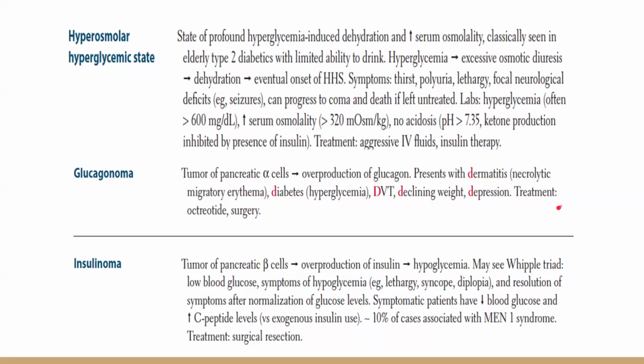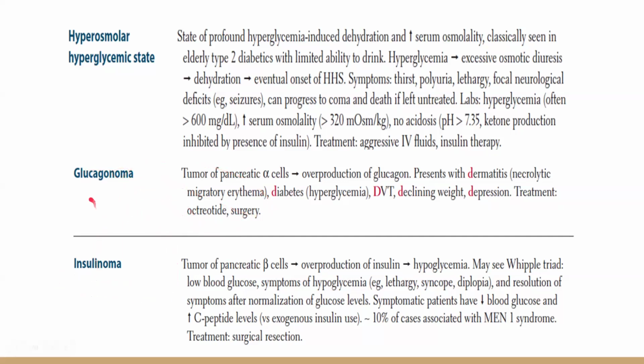Depression, and treatment is octreotide, okay? Octreotide is an analog, or basically a mimetic, something that's very similar to somatostatin, and surgery to resect the tumor. So like remove the tumor basically.